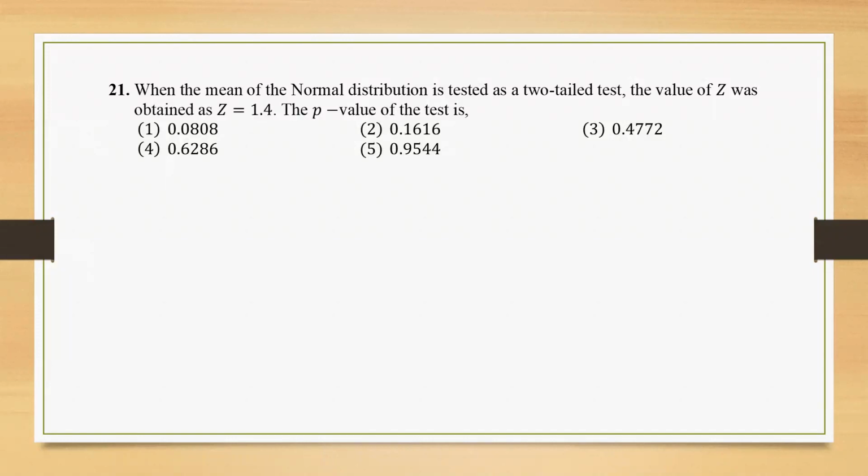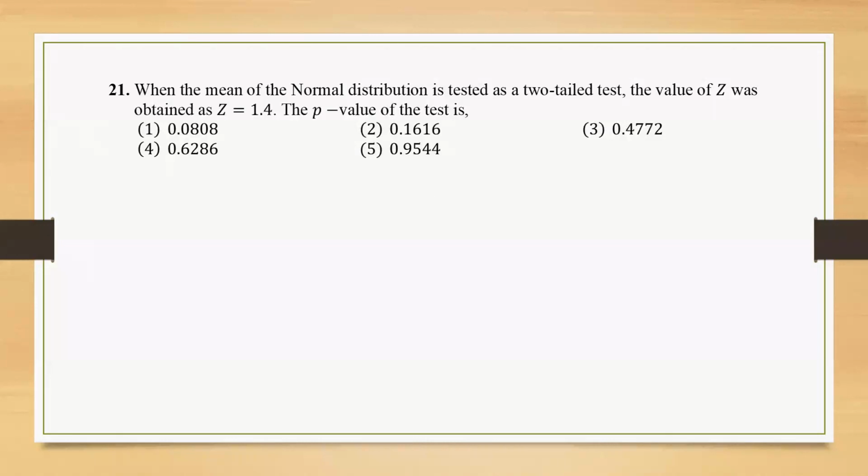Especially if you are going to use computer software for doing statistical analysis, you have to work with p values. You will have to work with p values going forward if you use computer applications. Right. Let's read the question. When the mean of the normal distribution is tested as a two-tailed test, the value of z was obtained as z equal 1.4. The p value of the test is, so very easy one, right?